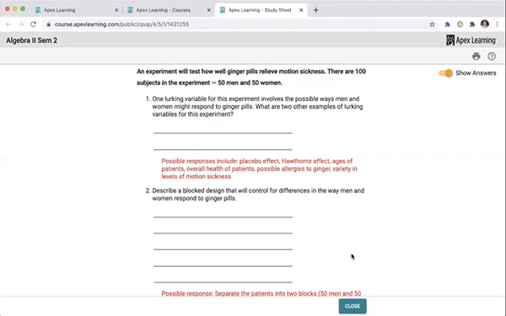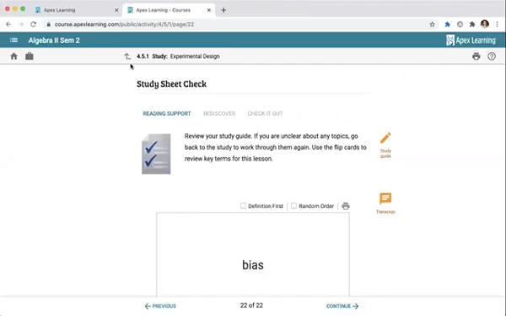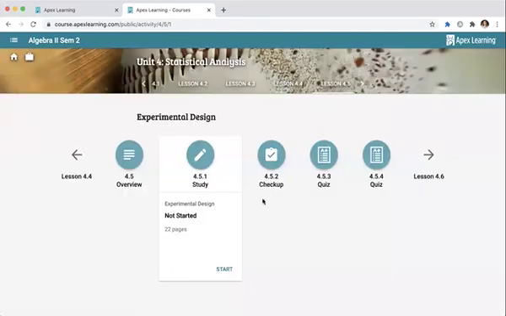Okay, so again, things along those lines, right? You're trying to make this as fair and as unbiased as possible when you collect your data. All right, so try to keep that in your mind there.